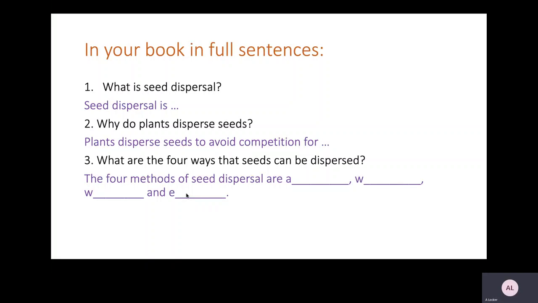So what I would like you to do in your exercise books now is just to summarise what we've learned so far. Okay, so your first question is, what is seed dispersal? And I've given you sentence starters for all of these. Okay, why do plants disperse seeds? So again, I've given you a sentence starter and the 4 ways that seeds can be dispersed. So pause the video now. Have a go at doing these questions.